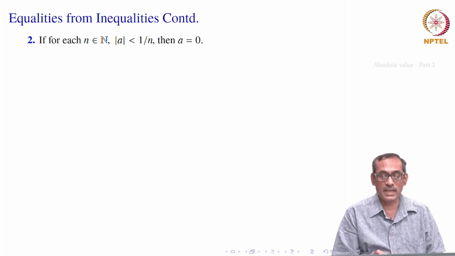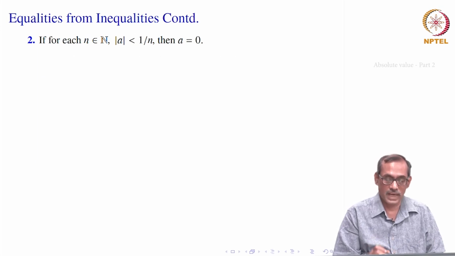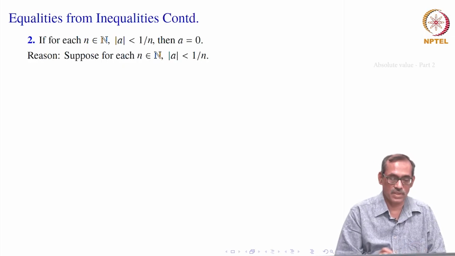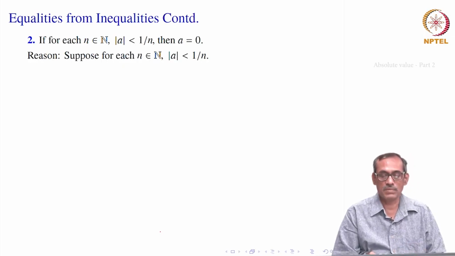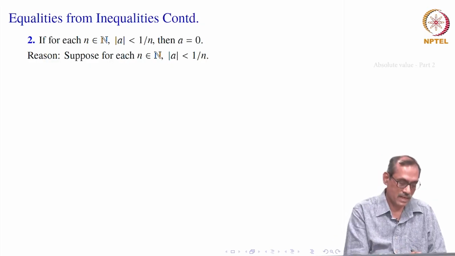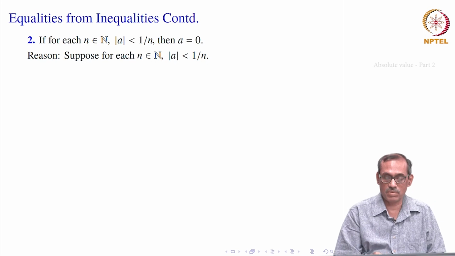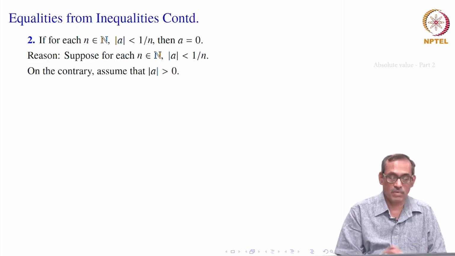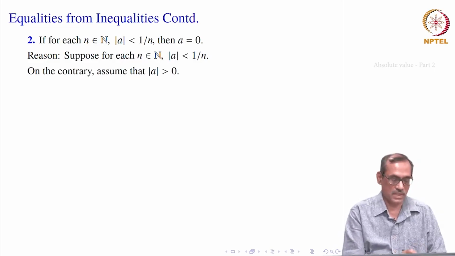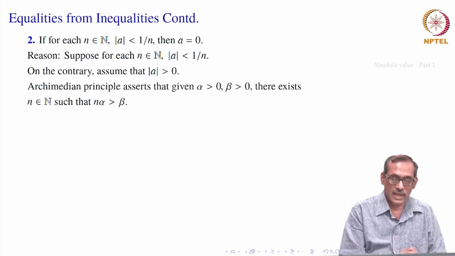If for each n in N, mod A is less than 1 by n, we want to show that A is equal to 0. So what do we do? Assume that for each n in N, mod A is less than 1 by n. Our aim is to show that A equal to 0. As our experience shows, we should try to show mod A equal to 0. But mod A cannot be negative, of course, it can be positive. So let us assume the contrary, that mod A is positive.